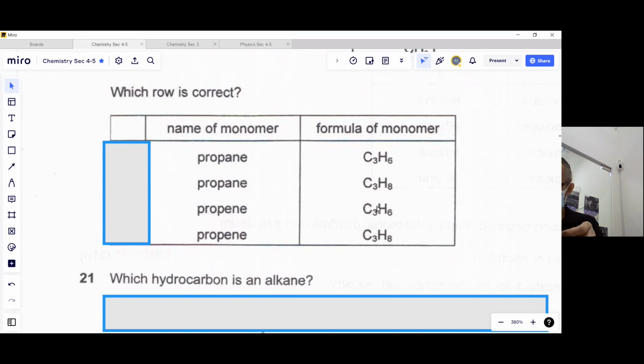Of course, if you finish the MCQs, you can work on the structural questions too. Question done. Okay.